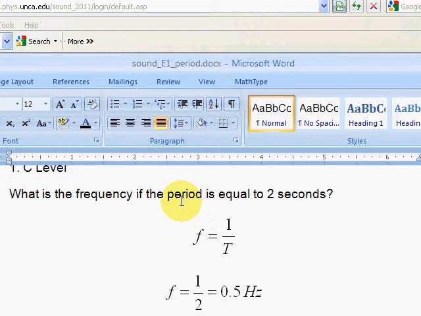You could arrive at this another way without the formula. If you reason out from the definitions, the period t is 2 seconds and frequency is how many you're doing per second. So if it takes you 2 seconds to do 1, you're doing 1/2 per second.